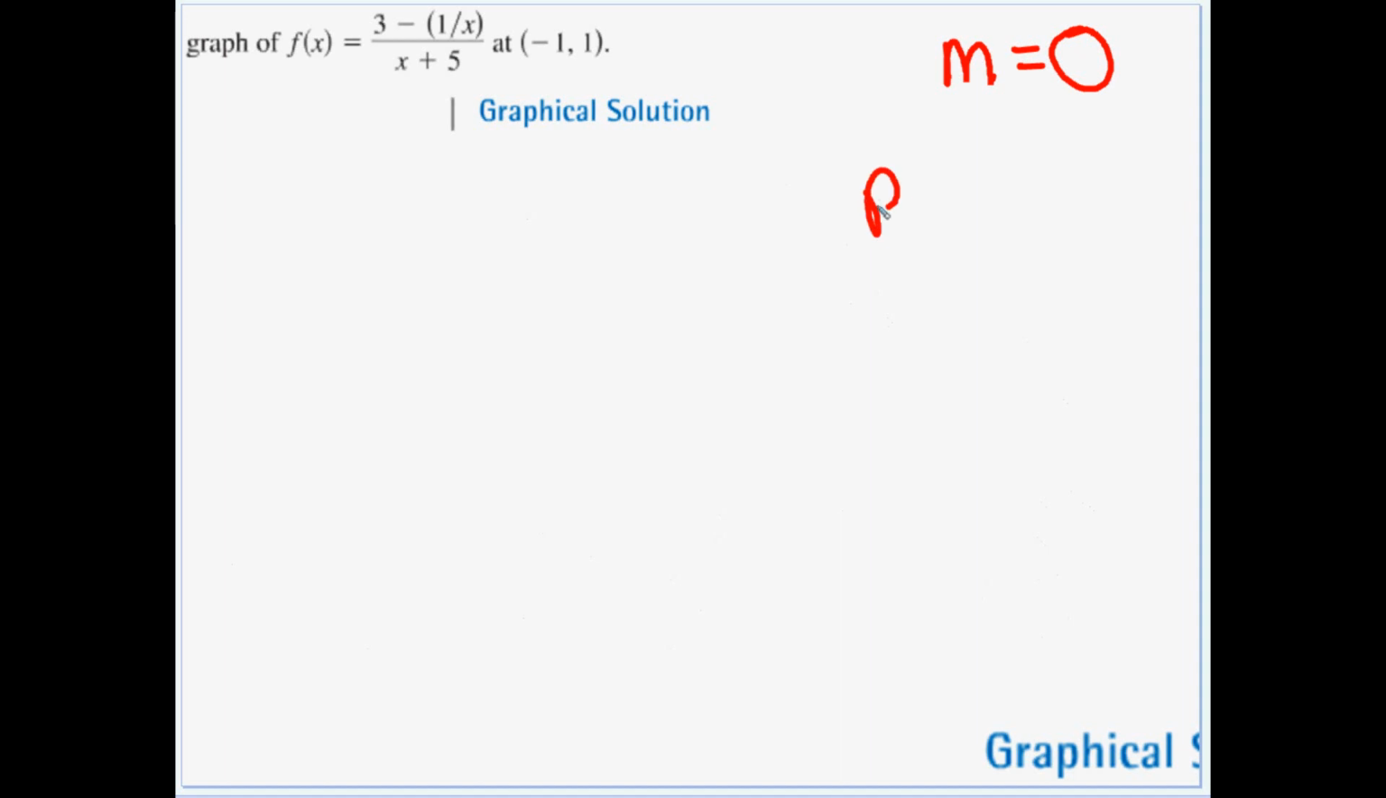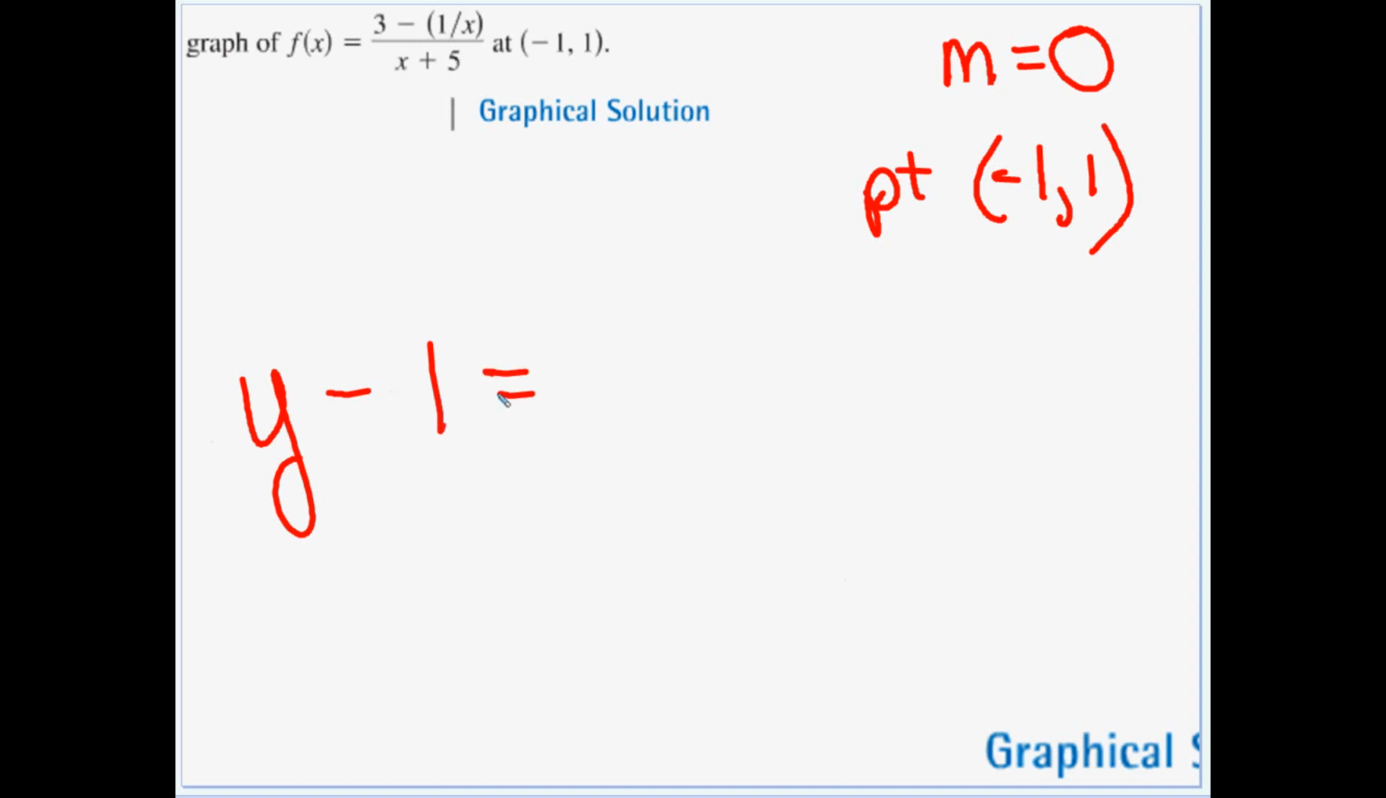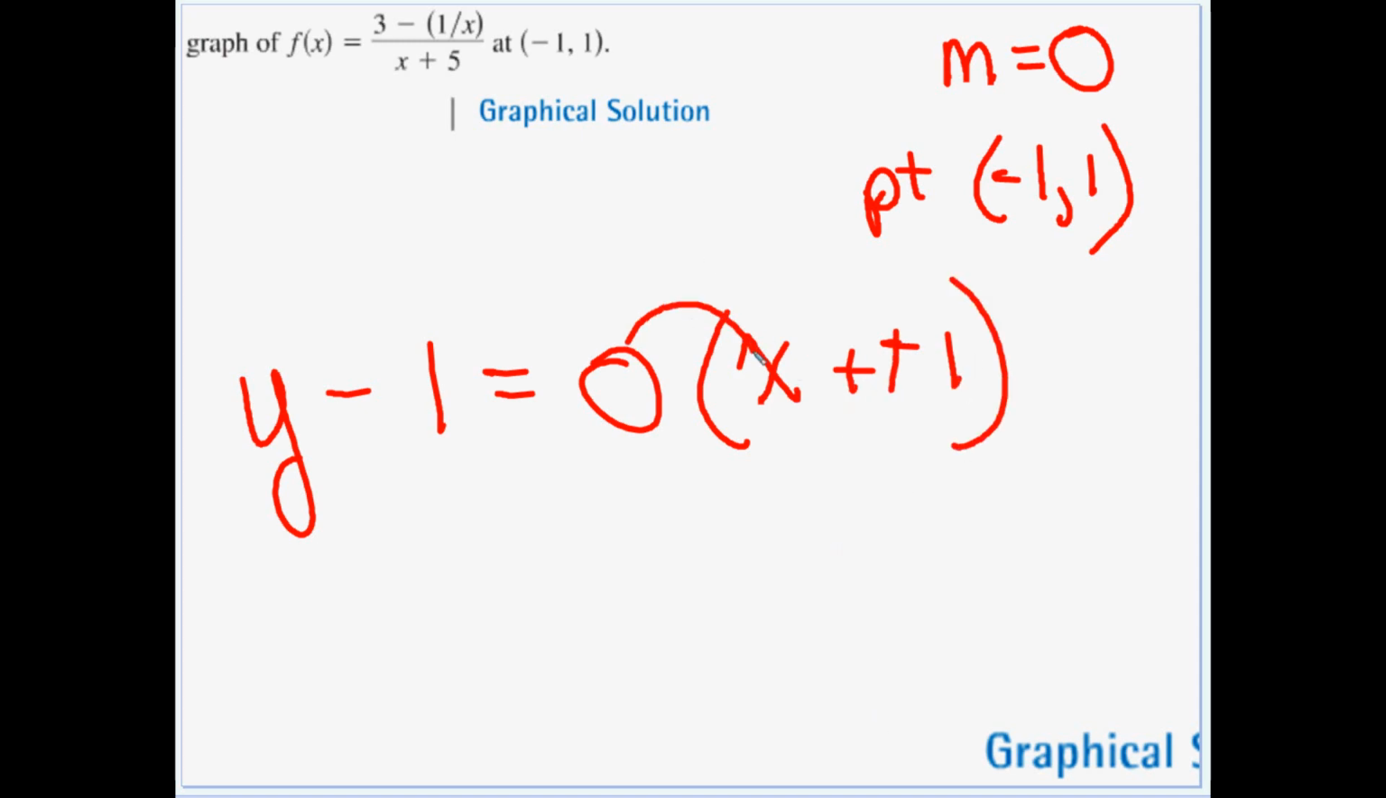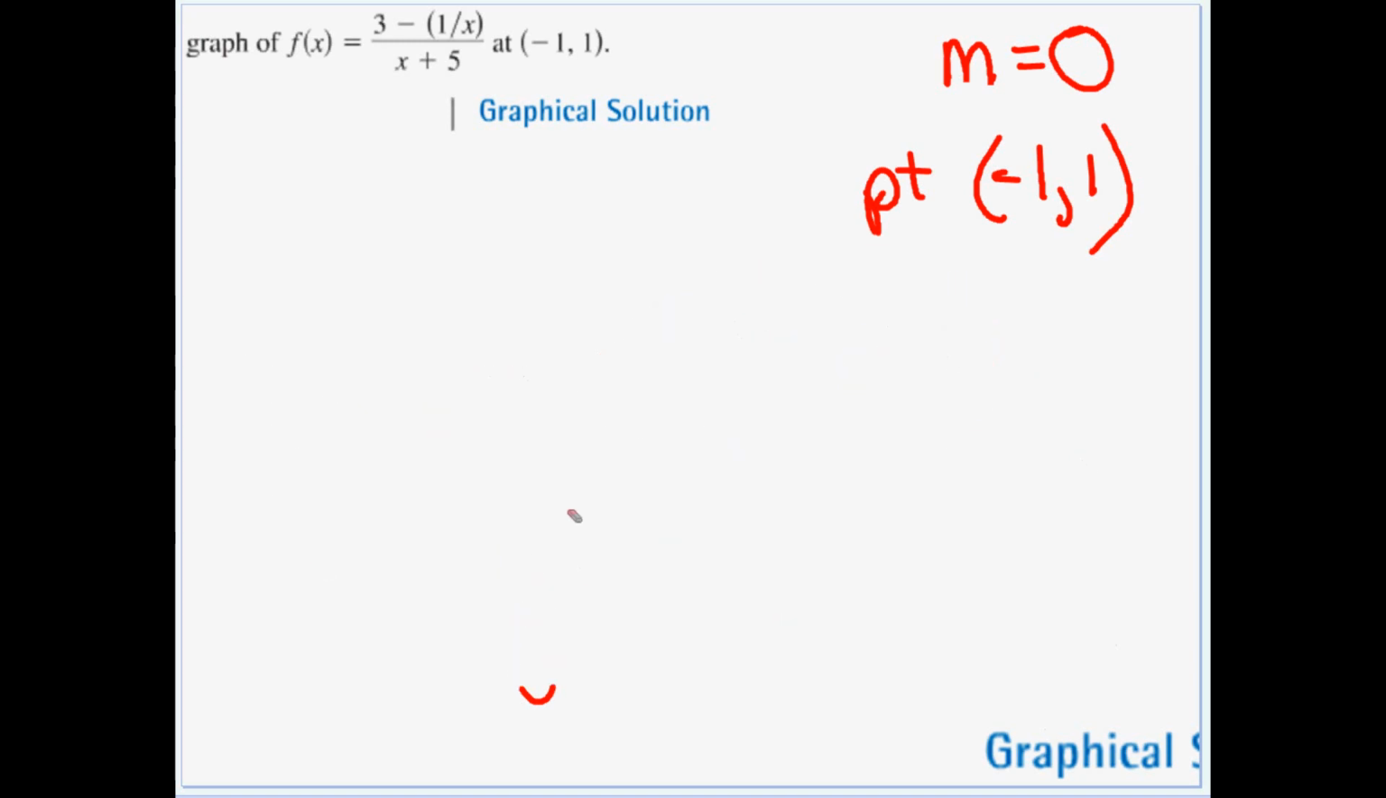And our point is negative 1, 1. Y minus y sub 1 equals m times quantity x minus x sub 1. That'll turn to a plus, and we'll distribute the 0. That'll wipe out both terms. And if we add 1 to both sides, y equals 1. Looks like our tangent line. Let's see, down in the corner I see graphical solution. Let's see what that looks like.